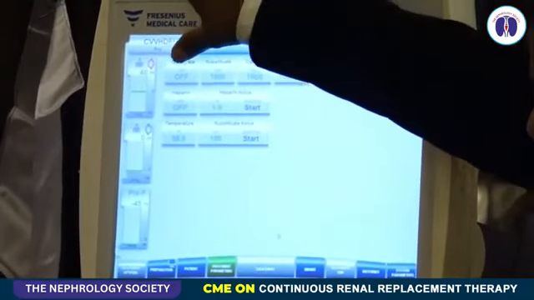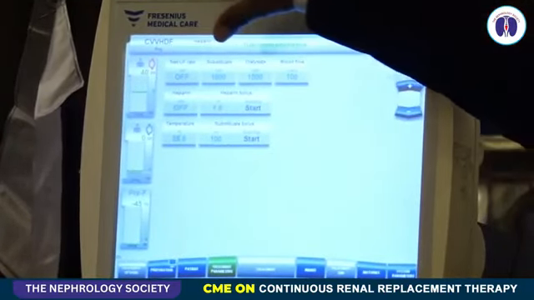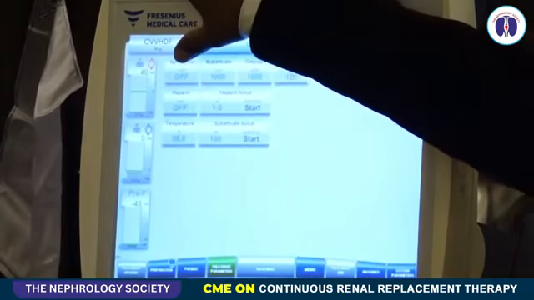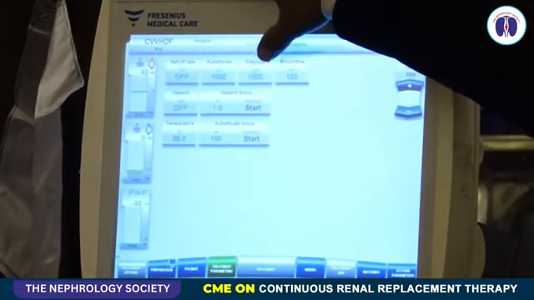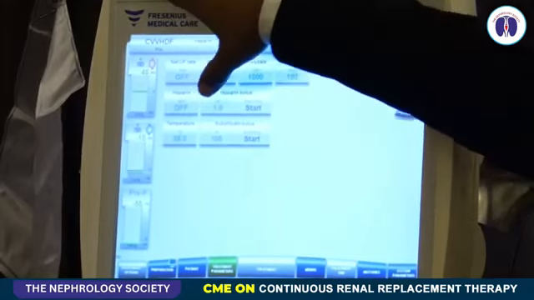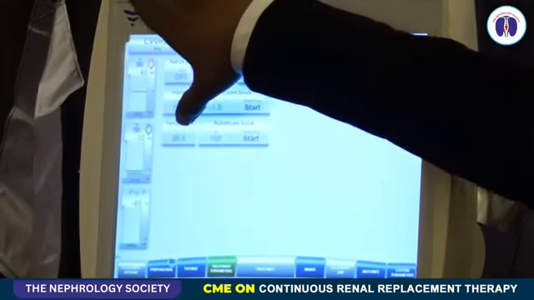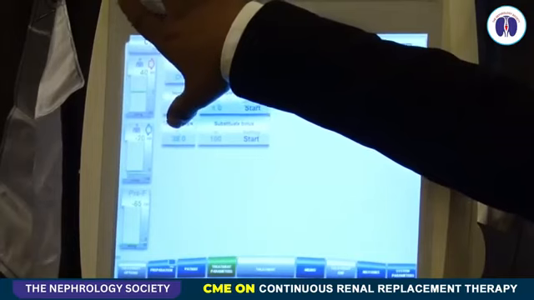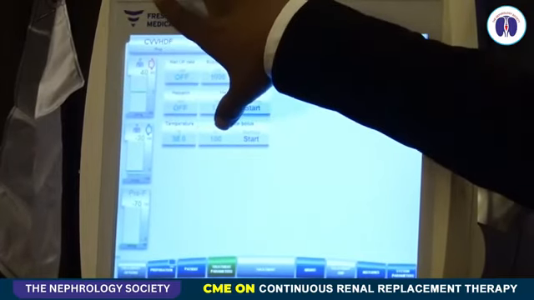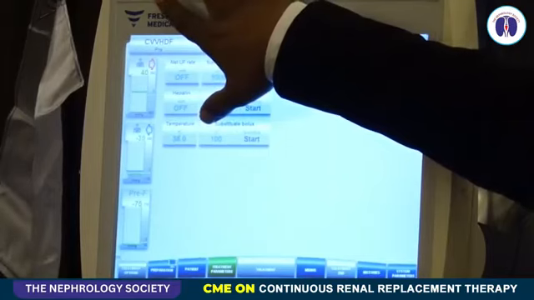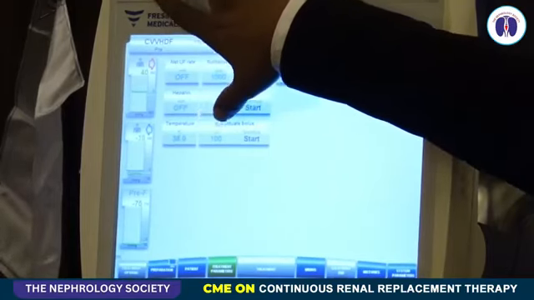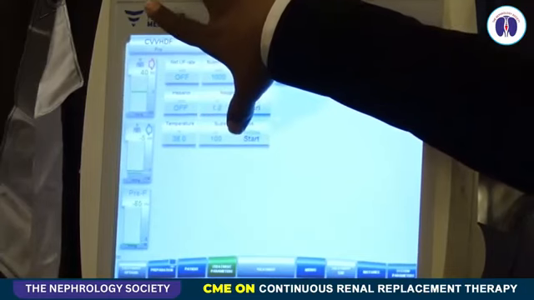And here you will see the prescription. Probably sir will let us know how we'll set the prescription. This is the net ultrafiltration, rate of substitute, rate of dialysate, blood flow, heparin, how much bolus we want to give. This is for the temperature of dialysate and substitute both. And in case during therapy, let's say you want to give some fluid challenges, or the patient lands in hypotension and you want to give some fluid, from here you can give a bolus.